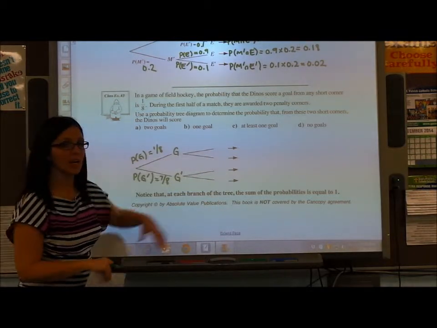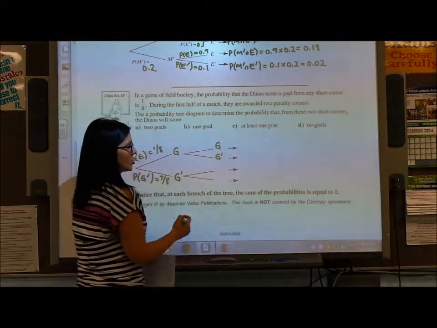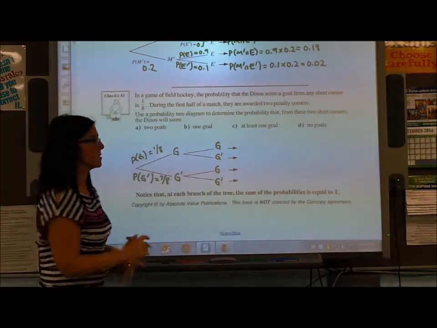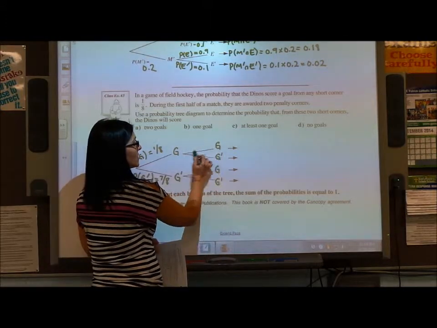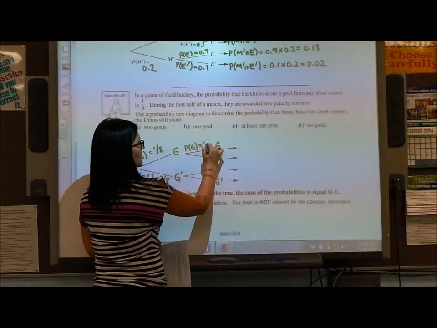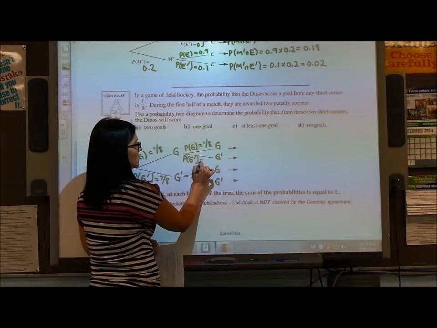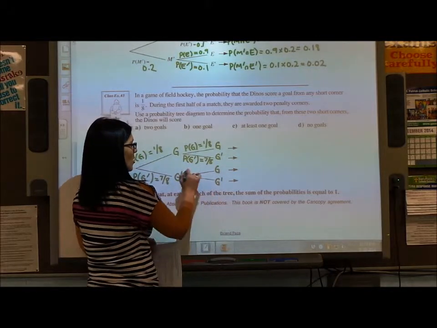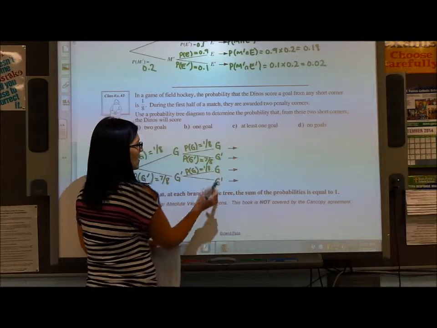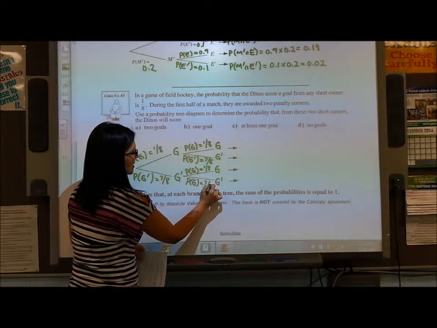Then we have the second outcome. They score a goal or they don't with the second shot. The probability that they score is 1/8. The probability that they don't is 7/8. The probability that they score a goal is 1/8. The probability that they don't is 7/8.